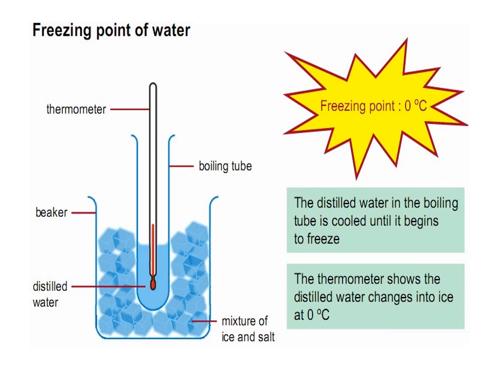Okay, the freezing point of water is 0 degrees Celsius. Here, the distilled water in the boiling tube is cooled until it begins to freeze. The thermometer shows the distilled water changes into ice at 0 degrees Celsius. So here we know that the freezing point of water is 0 degrees Celsius.